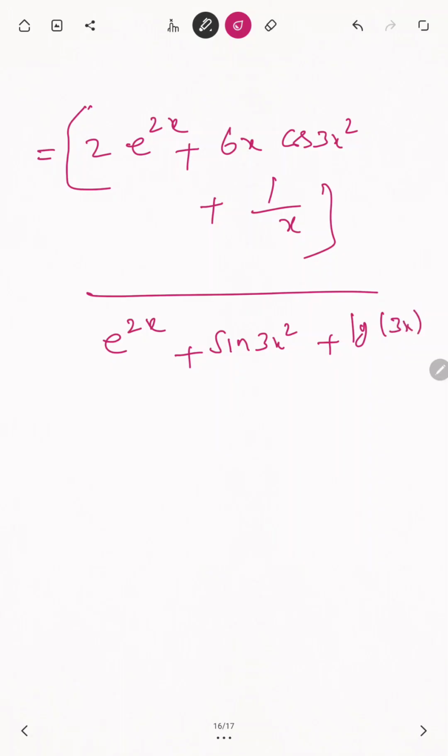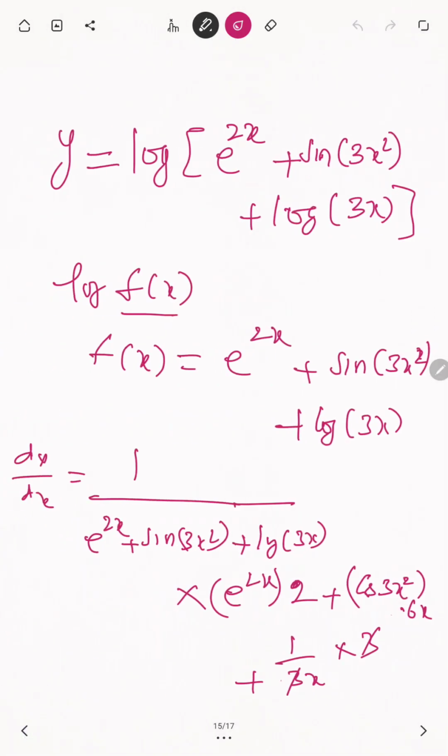Once more I am explaining these sums. y is equal to log of e power 2x plus sin 3x plus log 3x. How to differentiate log f of x? f of x is what? e power 2x plus sin 3x plus log 3x. What is the derivative formula? 1 by f of x into f dash x. 1 by e power 2x plus sin of 3x square plus 3x.